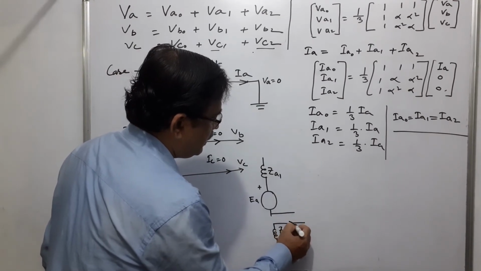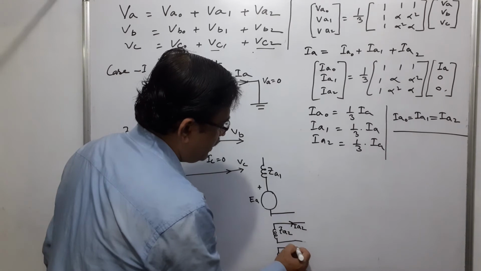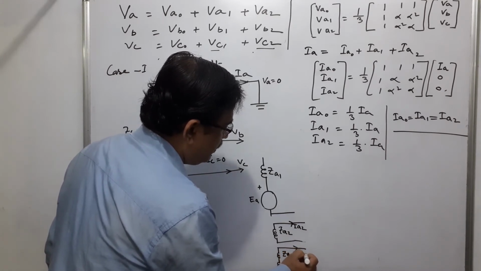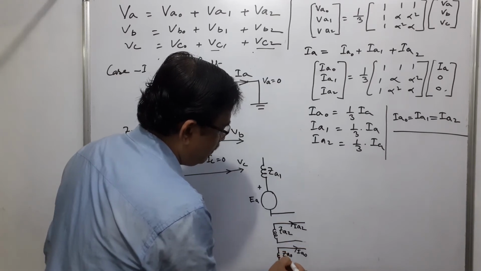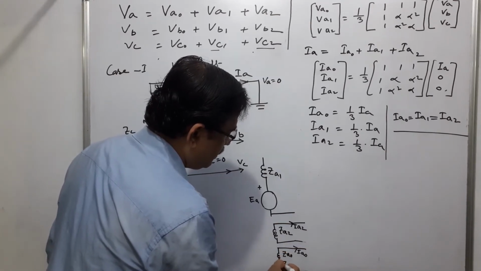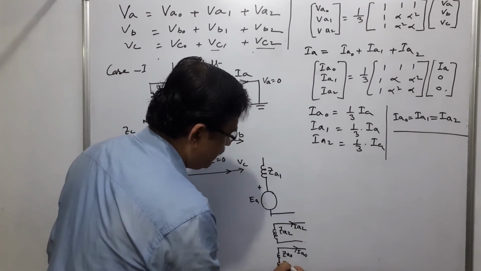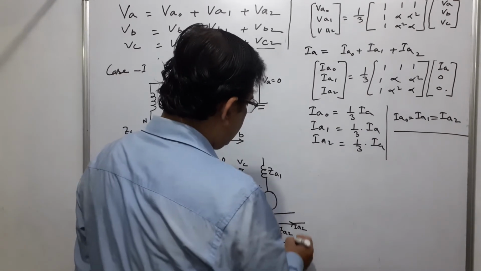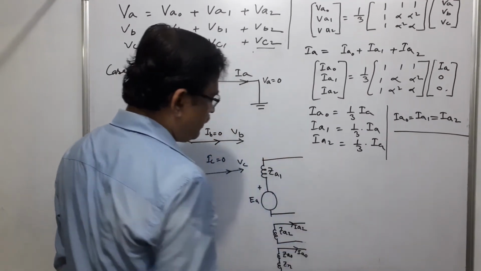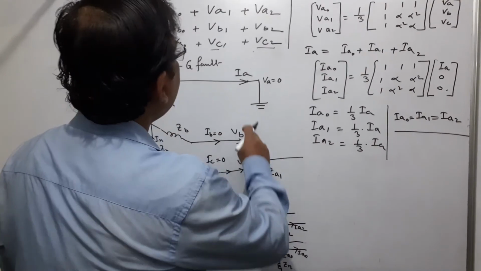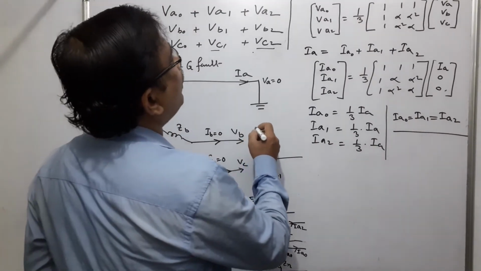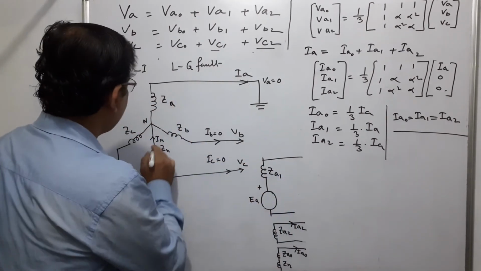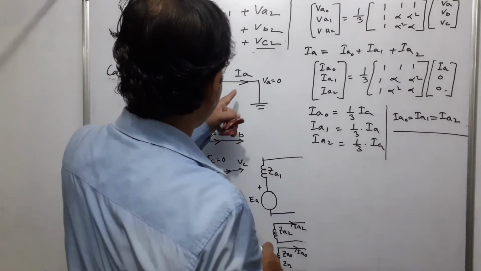Here the current IA2, here the current IA0, ZA0, IA0, and this is Zn. Now this is Zn, and one thing here, it is IA0, it is through In. What is passing?